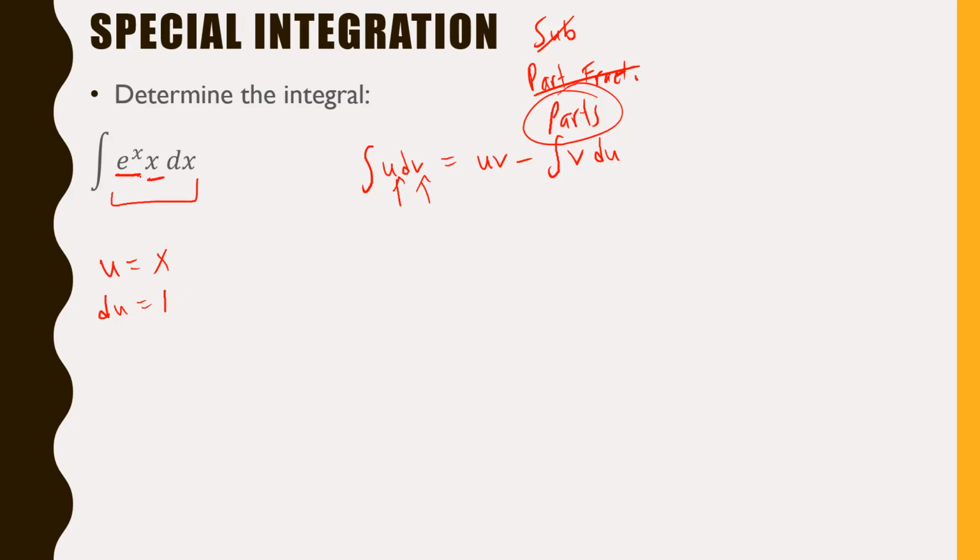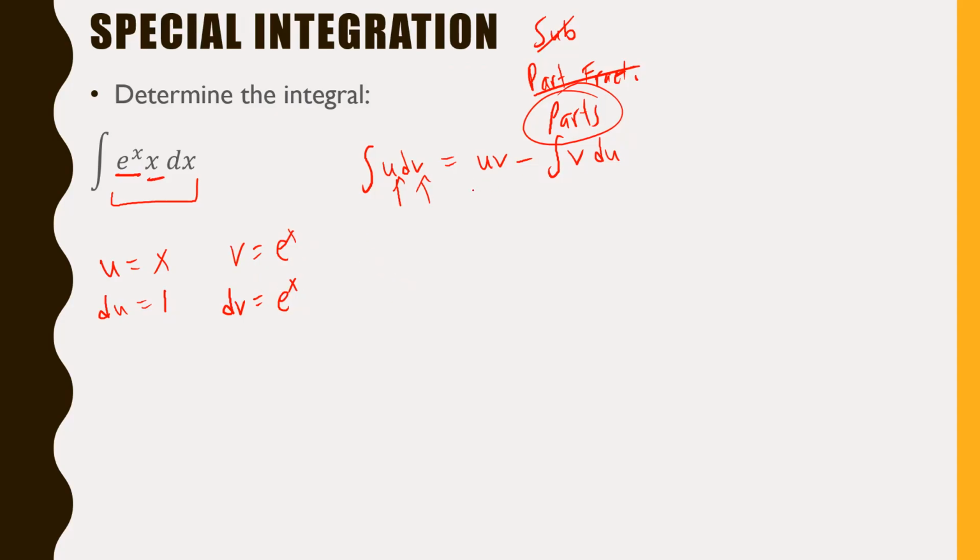The other thing that we had to start with was our dv. dv in this case is going to be the other piece, so it'll be e to the power of x. And then v, this is always the hardest part, we have to find v by taking the integral of e to the power of x. Here's where we're in luck. The integral of e to the power of x is actually really nice. It's literally just e to the power of x. So there wasn't a lot of work that we had to do on that one. Anyway, let's give this one a shot.